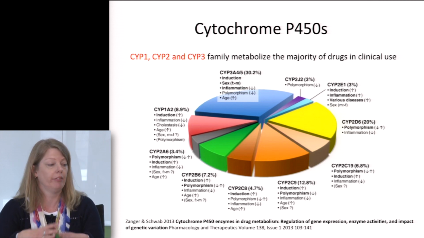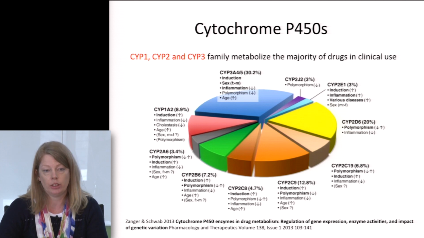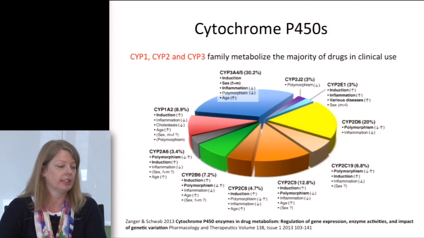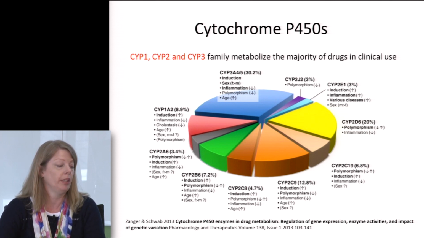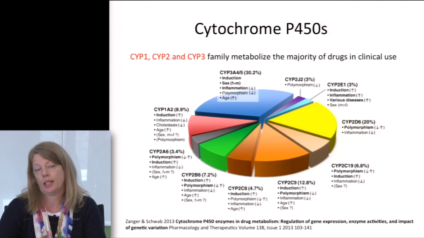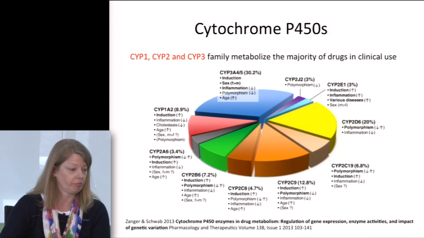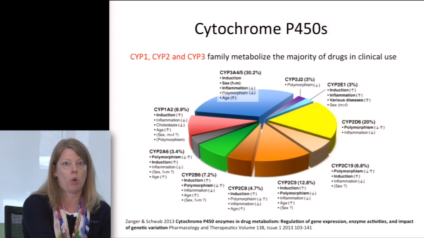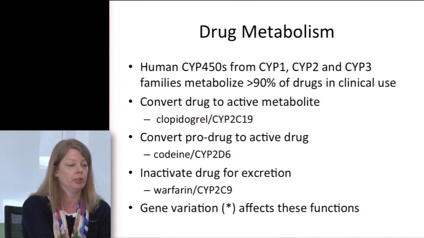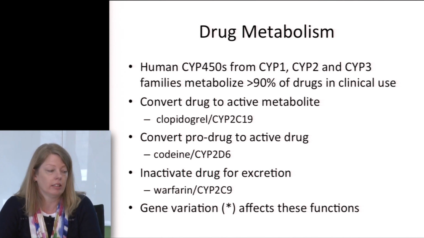So, as I said before, there's expression throughout the body of cytochrome P450s, but the majority are expressed hepatically. There are a lot of things that influence expression of these genes. They can be induced by xenobiotics, sometimes hormones, cytokines. Disease states can also affect expression of cytochrome P450s, as well as sex, age, and other factors. I'm going to primarily talk about CYP1, 2, and 3. Those families metabolize the majority of drugs in clinical use today.